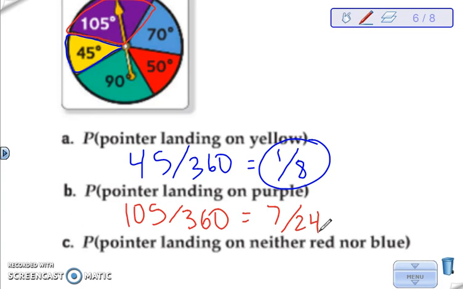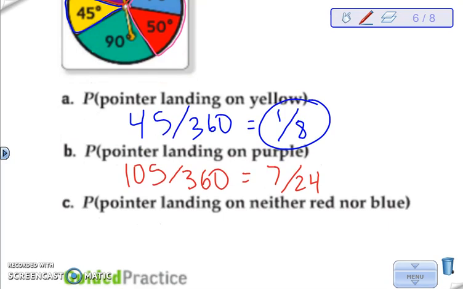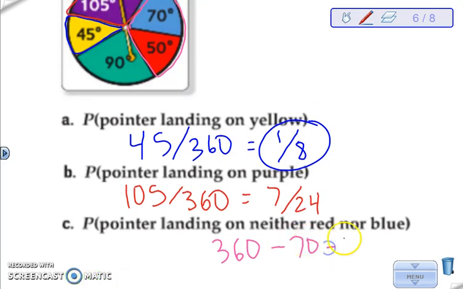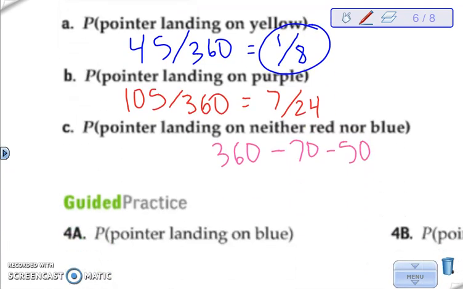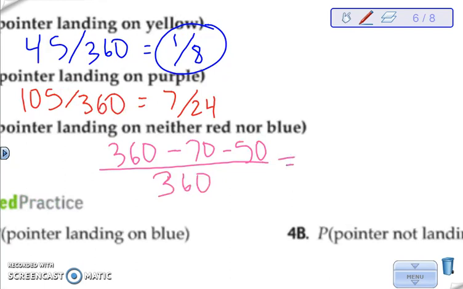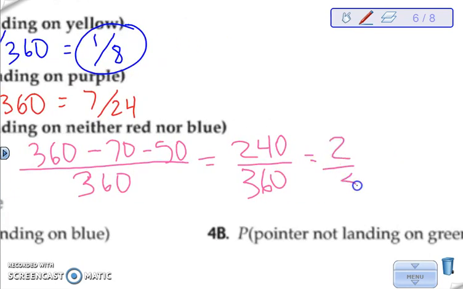Now for the slightly more complicated one, we want to know the probability of the pointer landing in neither the blue nor the red. So I can land anywhere except blue and red. Well, the total is 360. I don't want to count the blue, which is 70 degrees, and I don't want to count the red, just 50 degrees, but everything else is okay. So to figure out the top, we're just going to subtract the 70 and the 50, so that should give us 240. The total of the circle is still 360. So if we reduce that, we should get 2/3.